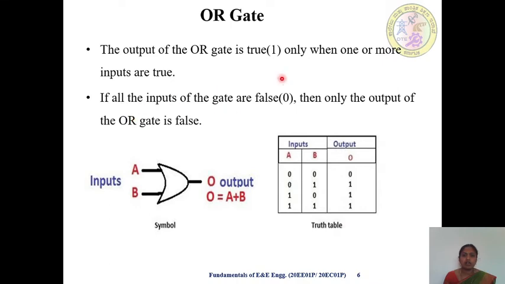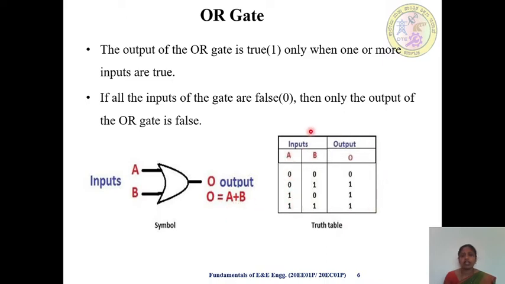So this is the operation of the OR gate, and this is the symbol of the OR gate. How to write the symbol of the OR gate? It consists of two inputs A and B. This is the symbol you have to write, and O is the output. It has a single output. So the expression is O is equal to A plus B. O is nothing but output, A plus B.